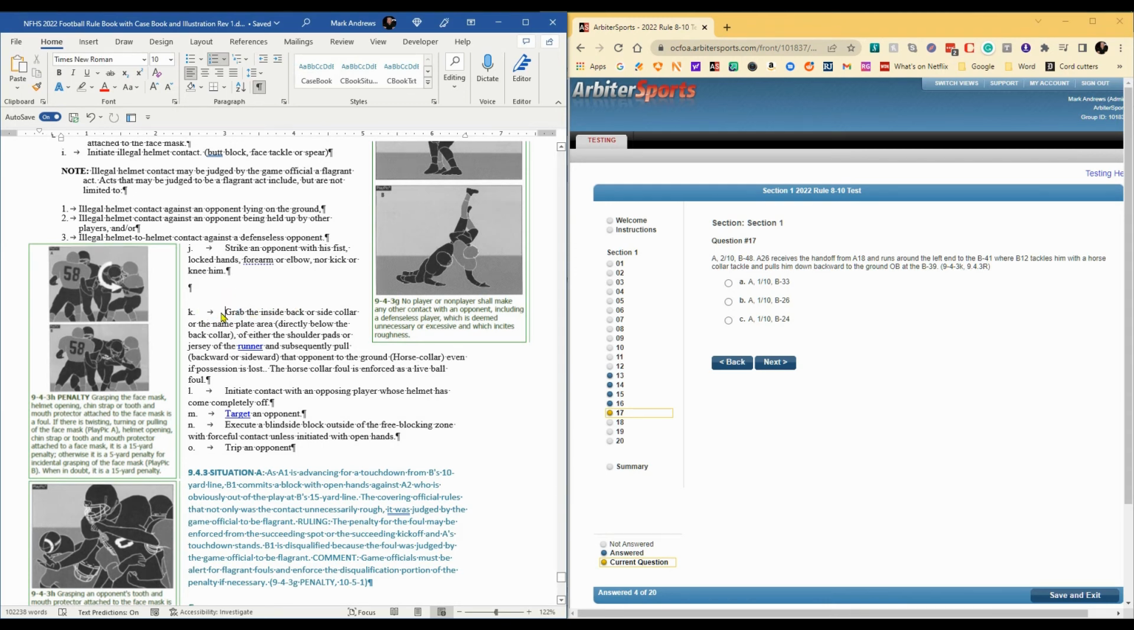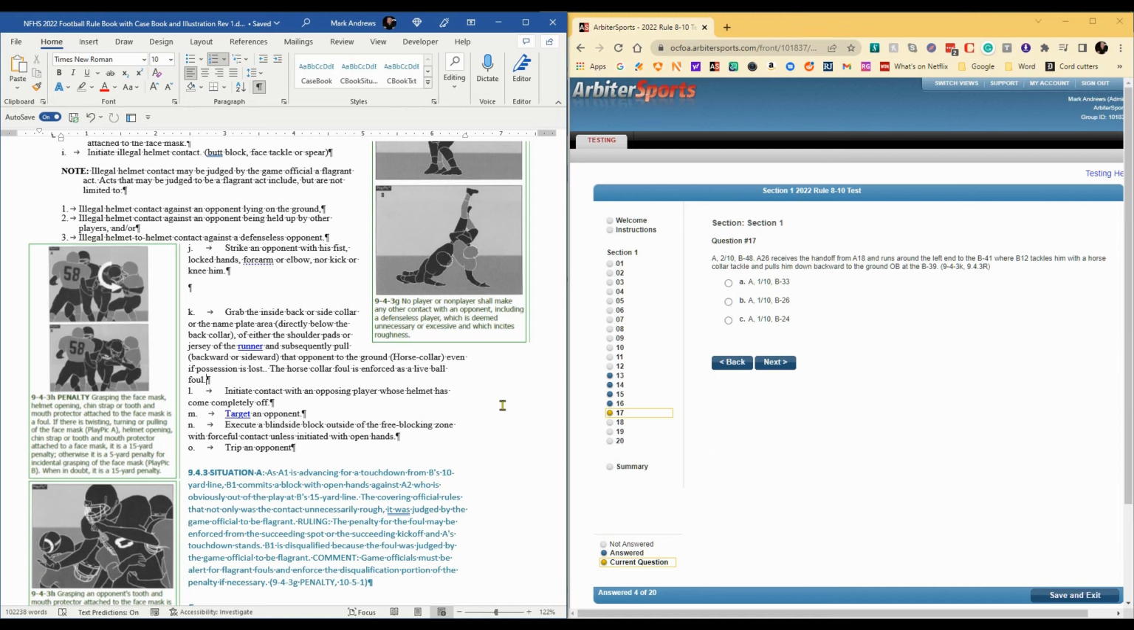So this starts out with no player or non-player shall grab the inside, back, or side collar of the nameplate area directly below the back collar of either the shoulder pads or jersey of the runner and subsequently pull backward or sideward that opponent to the ground, even if possession is lost. The horse collar foul is enforced as a live ball foul. Now, where people get messed up here is if we have a player being held in the horse collar fashion, but not brought to the ground, it's not a horse collar foul. He has to be brought to the ground by the horse collar foul.